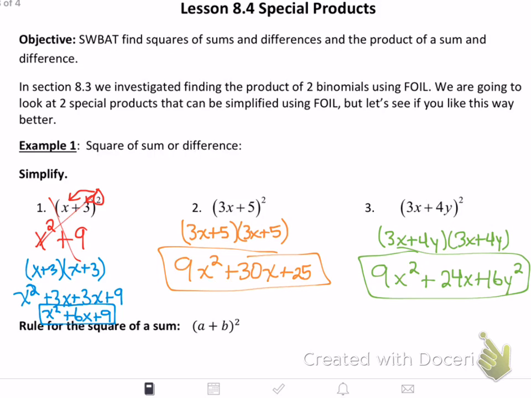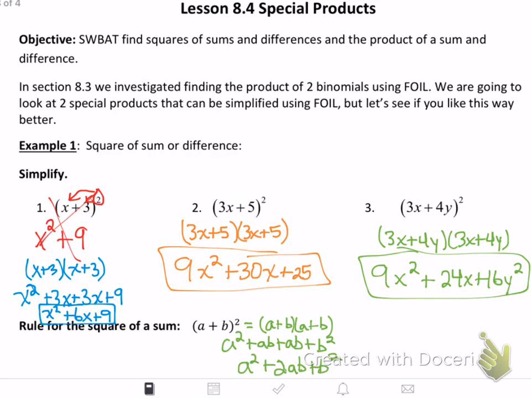So on the bottom here it says rule for the square of a sum. When you have some number a plus some number b, and then you take that quantity squared, what that turns out to be, let's actually do this. So a plus b times a plus b, you get a squared plus a times b plus a times b plus b squared. And so you get a squared plus 2ab plus b squared. Now it doesn't look like a shortcut, but this is actually a shortcut.